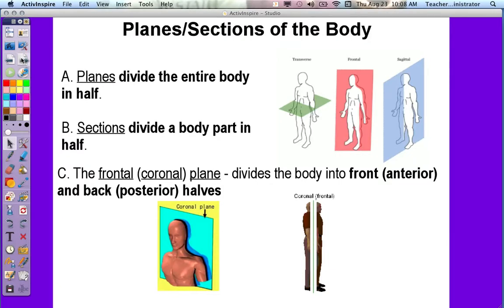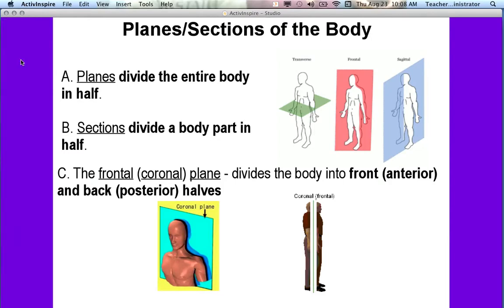Now we're going to talk about planes and sections of the body to end this lecture. A plane divides your body, your entire body, into 2 halves. A section only divides a part of the body. So the first plane we're going to talk about is the frontal or coronal plane. It's going to divide your body into a front and a back half. So you'd have to turn the body to the side, saw right down the center line, and you'd end up with a front and a back half. That would be the frontal plane. Okay, it's going to divide it into a front and a back.